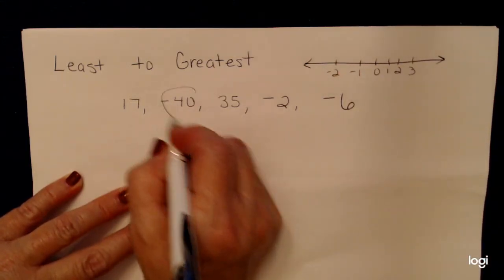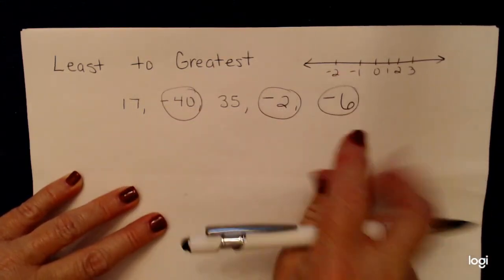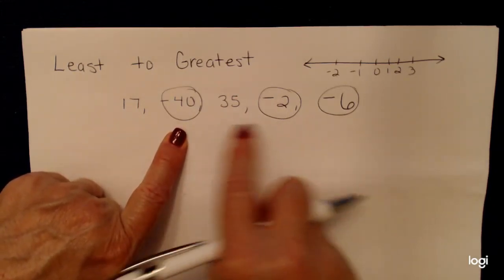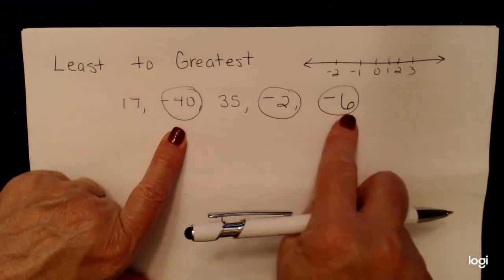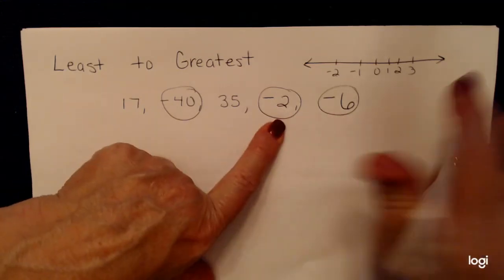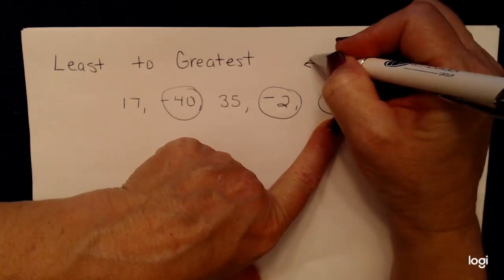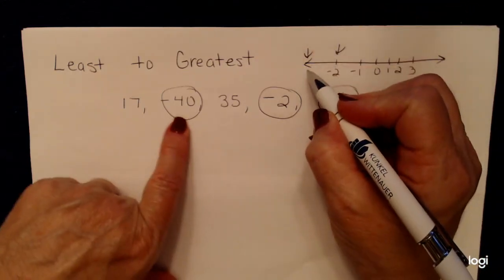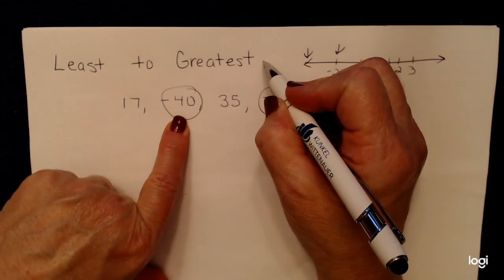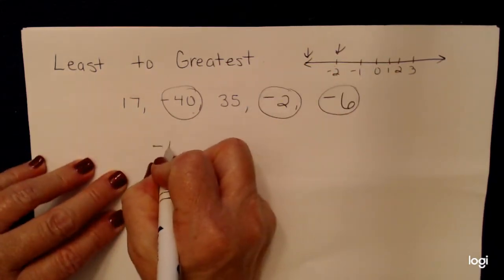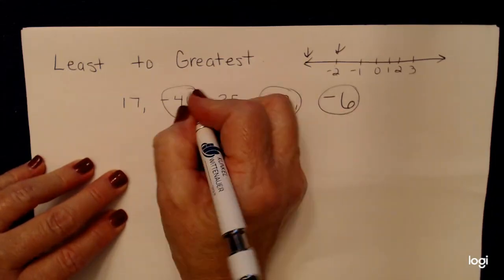Here are the negative numbers I have. I know that the negative numbers are going to be the smaller numbers. -40, -2, -6. -2 happens to be on my number line right here. -6 I know would probably be about right here. -40 is going to be way down here somewhere, so it is the farthest to the left. So -40 would be my smallest number.